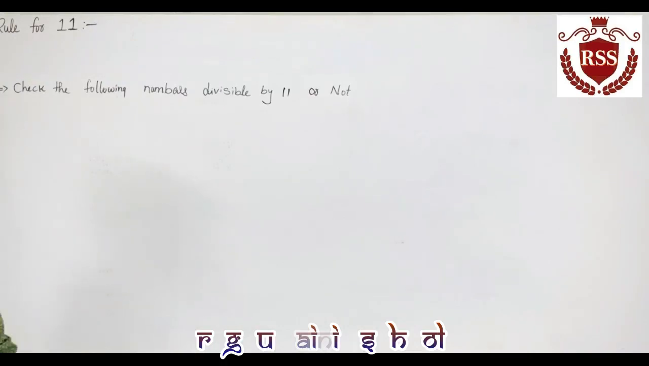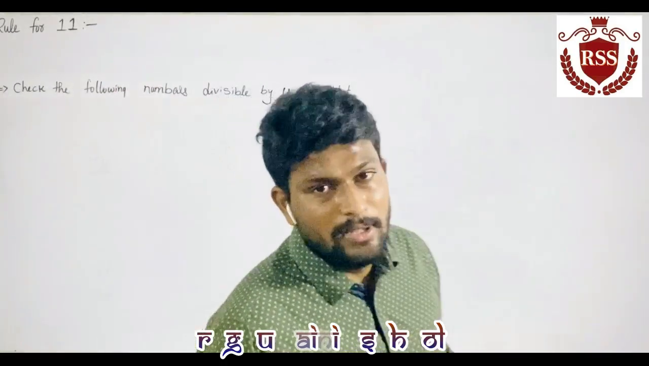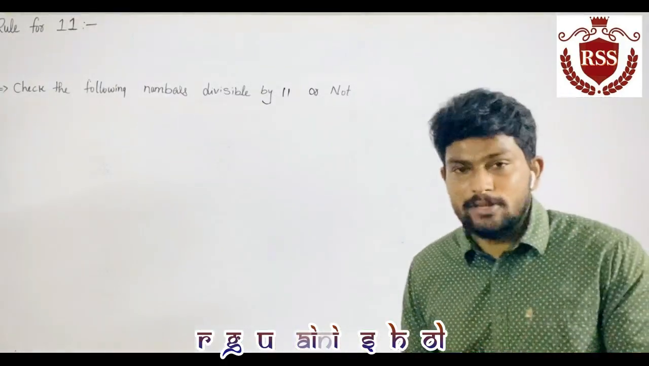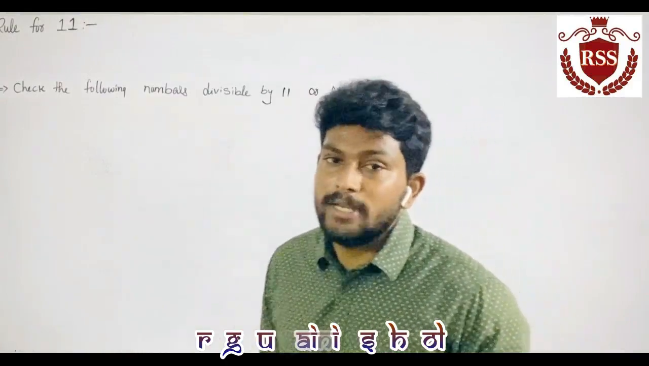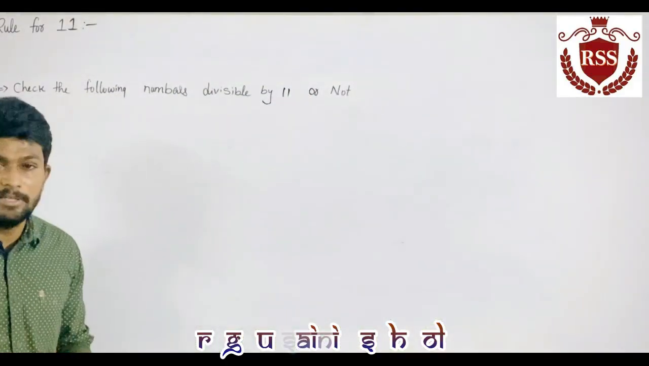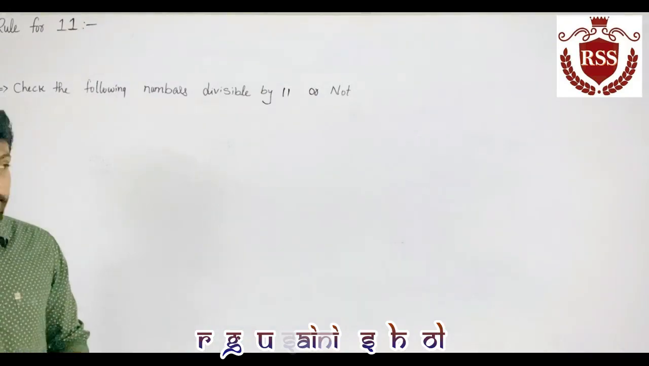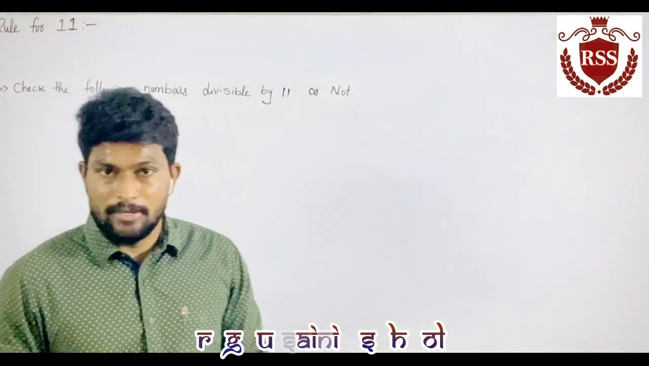You have seen this in the last class, right? Then the last one is 10. What is the divisibility rule of 10? The last digit of the given number must be 0, then it is divisible by 10. That's what we have seen in the last class. Those are the divisibility rules from 2 to 10.